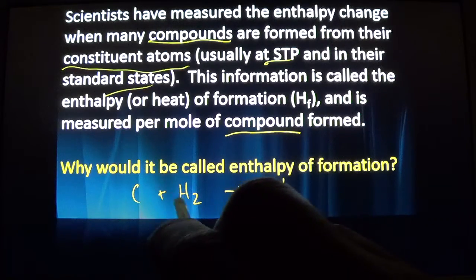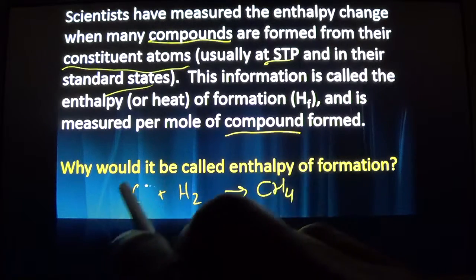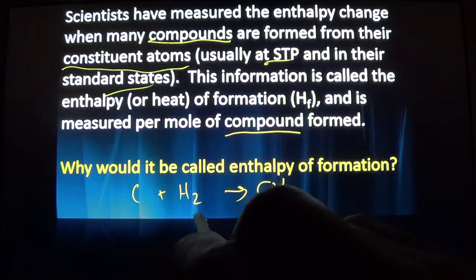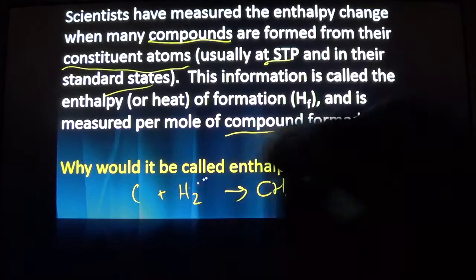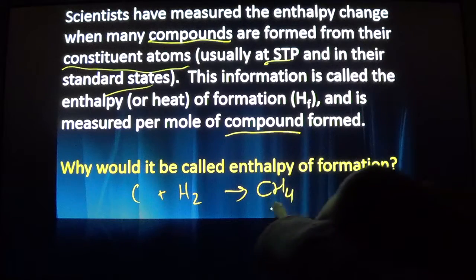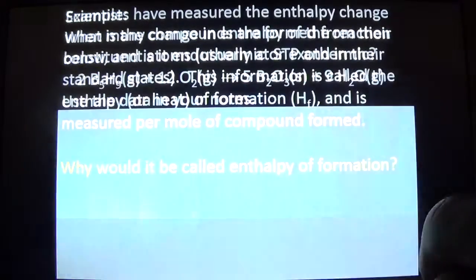All right. If it is elements that are not diatomic, then don't make them diatomic. If they are diatomic, be sure they're listed as diatomic. This is what we do. All elements on the left and nothing but one compound on the right. Okay, so that's an enthalpy of formation.